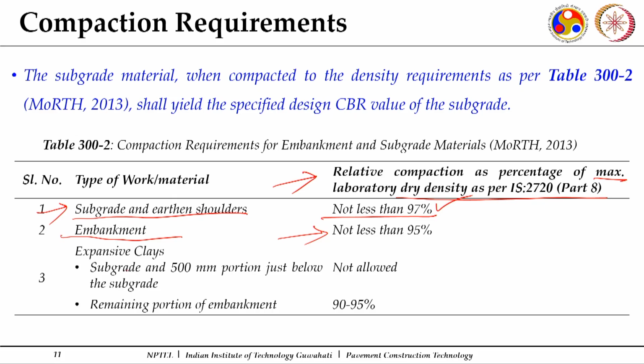And it says that expansive clays, which we discussed in the previous lecture, should not be used in the subgrade as well as for the 500 mm portion just below the subgrade. And for the remaining part, if it is used, then the density can be in the range of 90 to 95% while preparing these lower layers of a pavement structure.